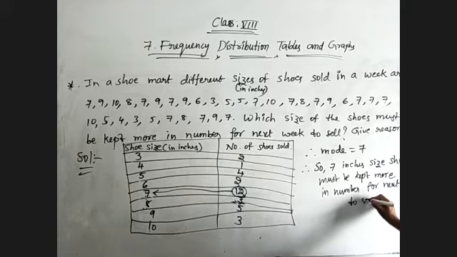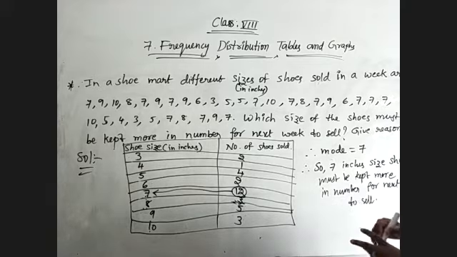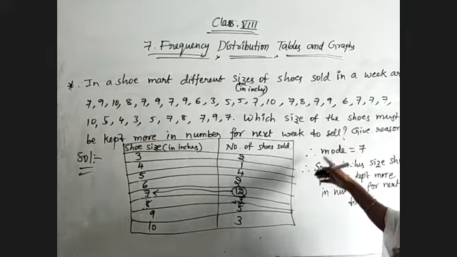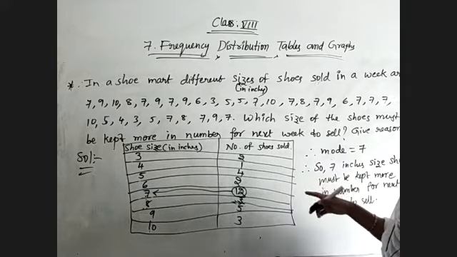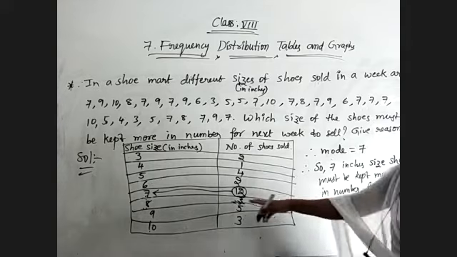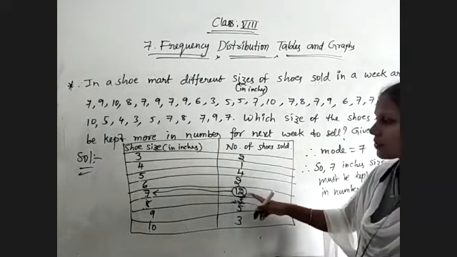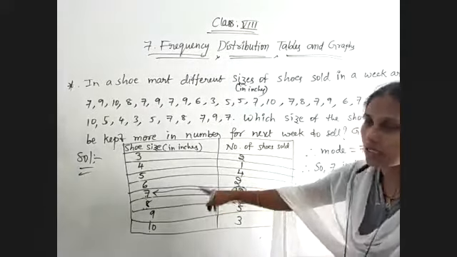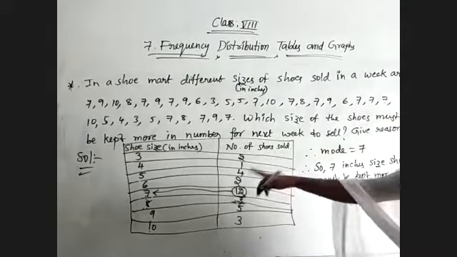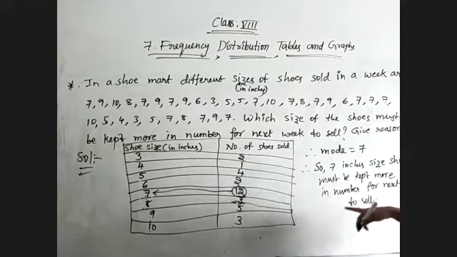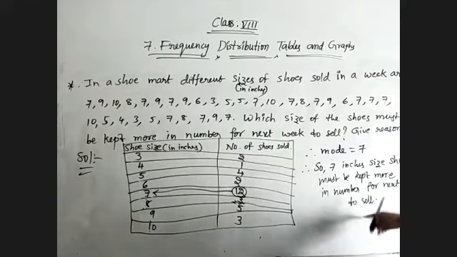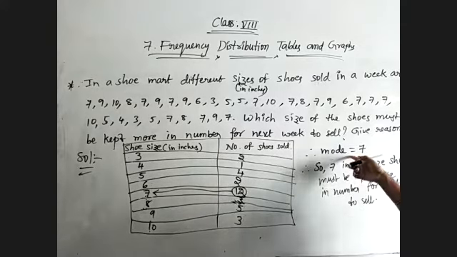To sell. So just observe here, in this condition we need to find out the mode of the data, which size of shoes were sold more. So 12 pairs of shoes were sold of size 7. That means next time he needs to buy size 7 shoes only. So size 7 shoes must be kept more in number for next week to sell. That's all, because the mode of the data is equal to 7.